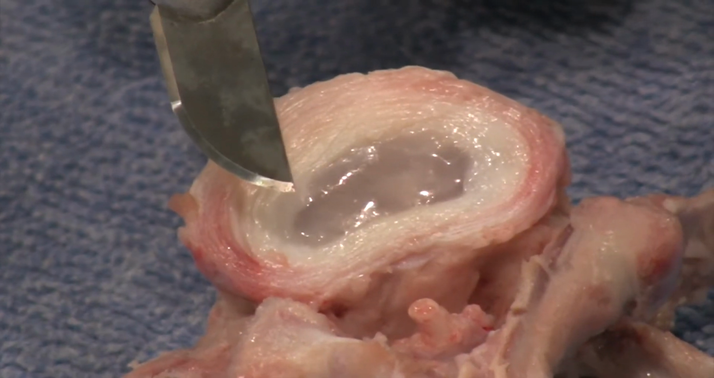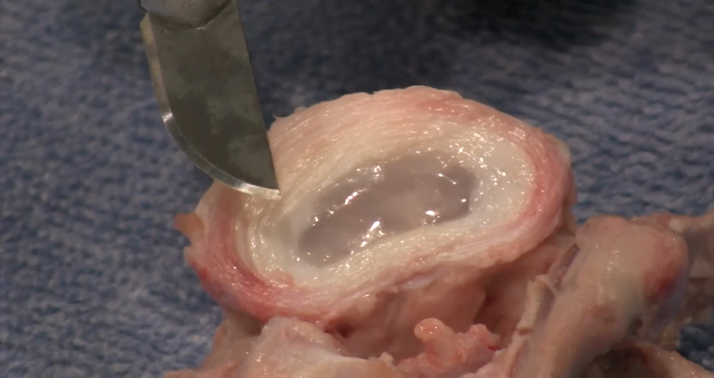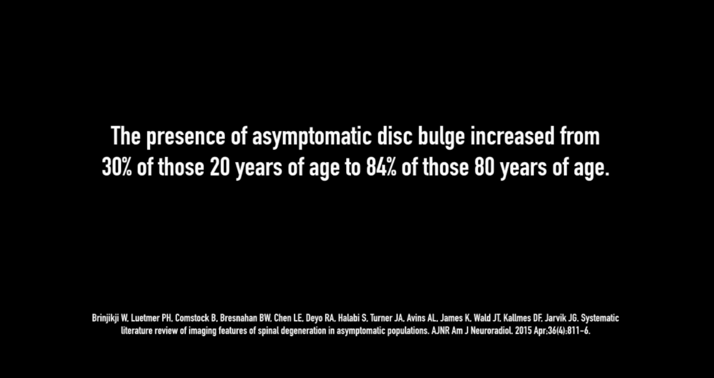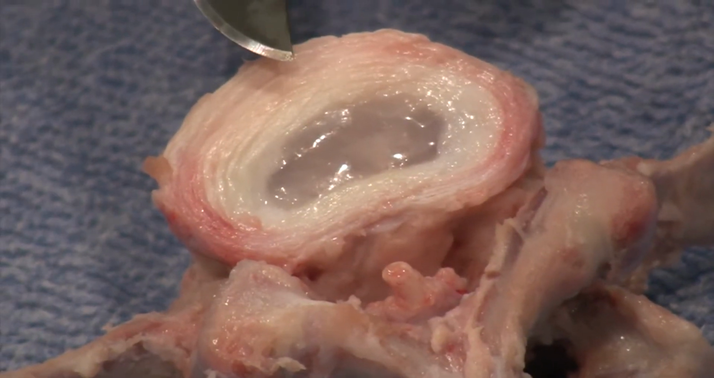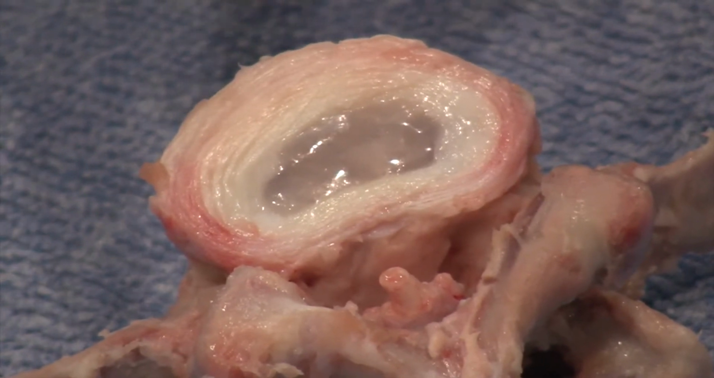Now we know that a lot of people get disc lesions. In fact, asymptomatic disc lesions are present in 30% of the population at age 20, and that increases to 84% by the time that you're 80. Overall, about a third of Americans are going to experience a symptomatic lumbar disc lesion at some point in their lifetime.